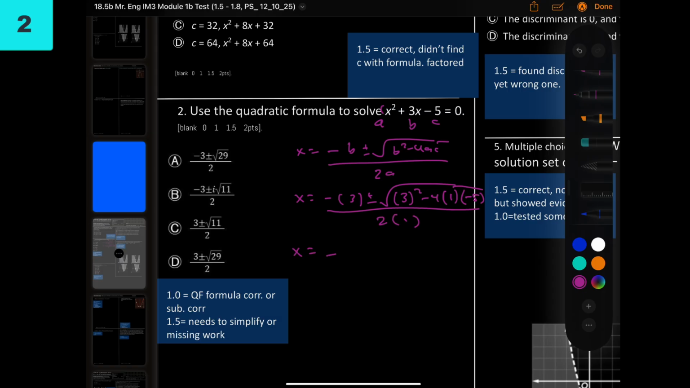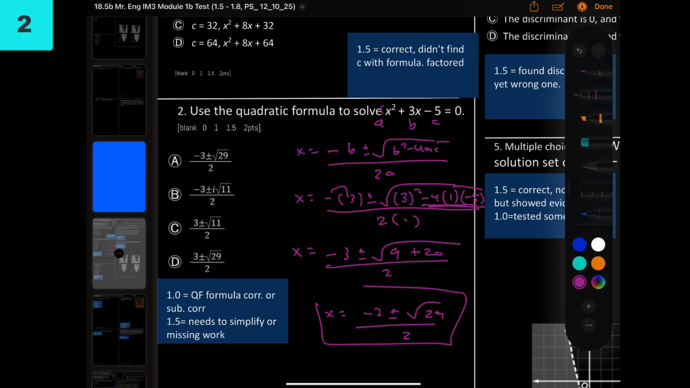So you have the opposite of positive 3 is -3. 3 squared is 9. Okay, pay attention, on the inside you're going to have -4 times 1 times -5, which is plus 20, over 2. And this will give you -3 plus or minus square root of 29 over 2. And that'll be choice A.